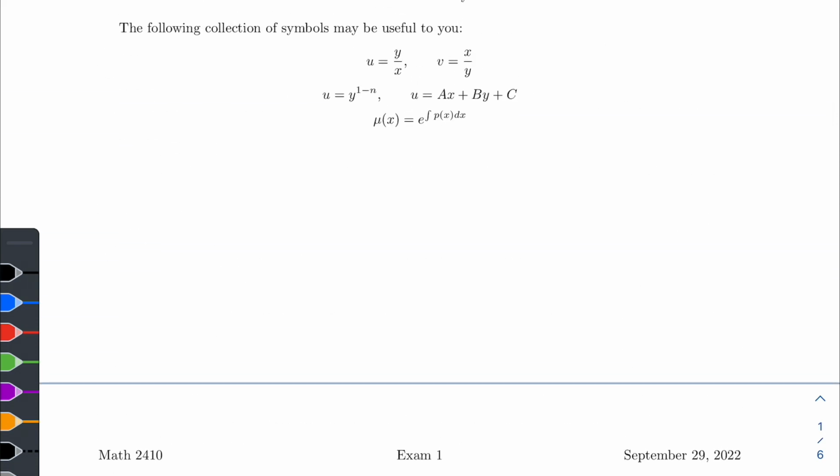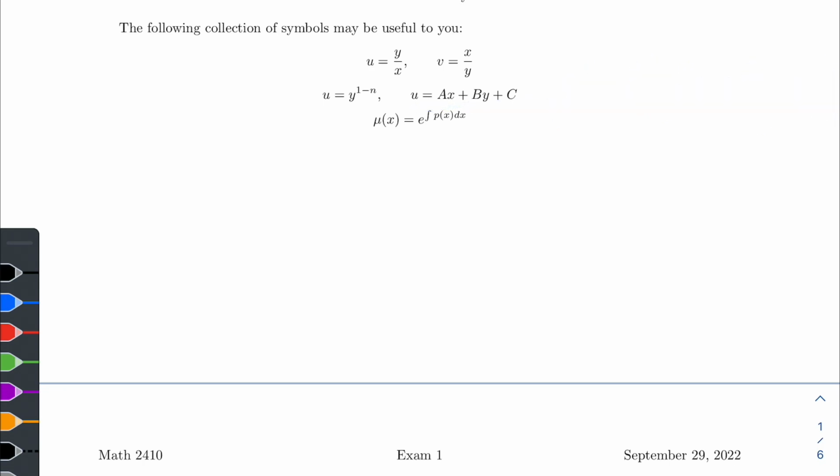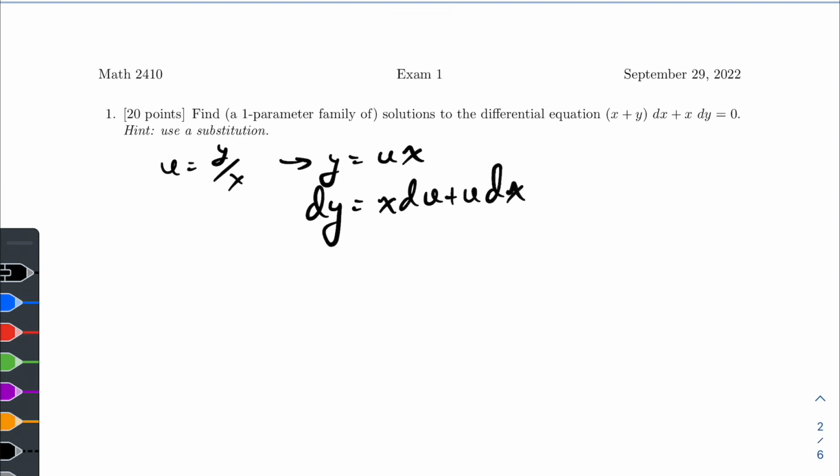It's not a Bernoulli's equation, so you're not going to have to do this guy. And it's not one of those ones where y prime is equal to some function of ax plus by plus c, something like that. That's when you would do this one. So we'll do u equals y over x, which tells us y is equal to u times x. We compute the differential dy using a product rule. So the differential of u is just du. So we get x du plus u times the differential of x, u dx.